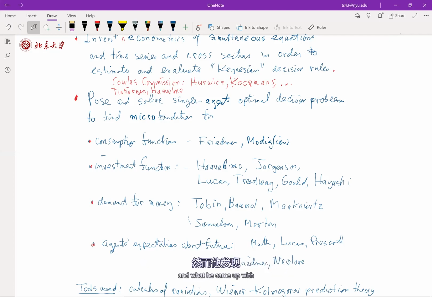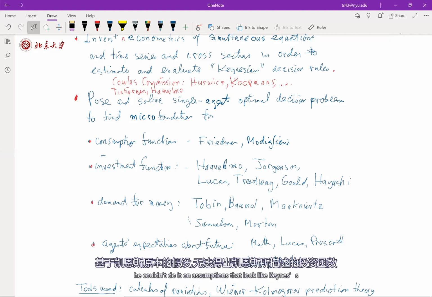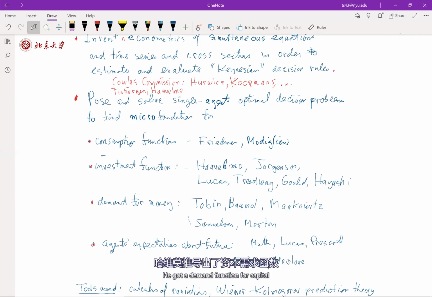And what he came up with, he couldn't do it on assumptions that look like Keynes's. He got a demand function for capital, but not for investment. So after Haavelmo did that, a big puzzle was, how on earth could we get closer to Keynes's investment function by posing an optimum problem? Some very smart people worked on that.